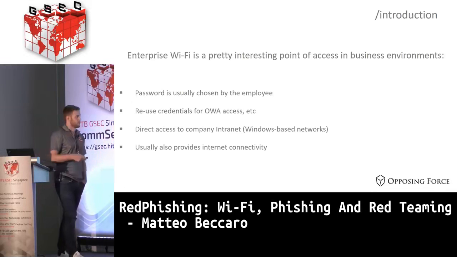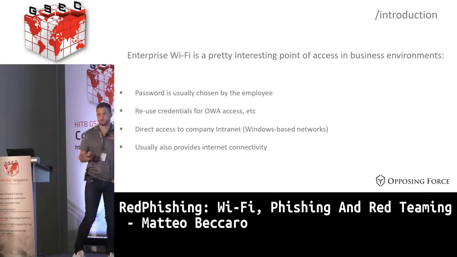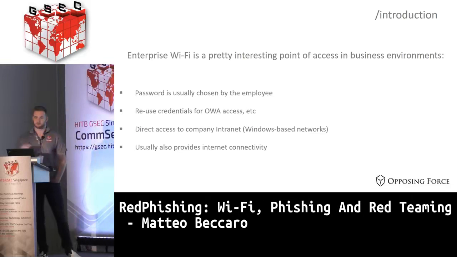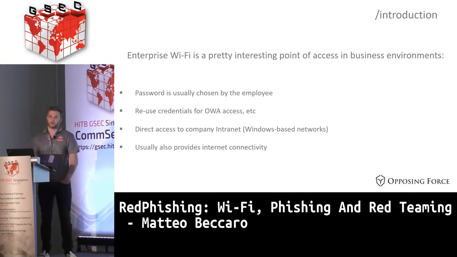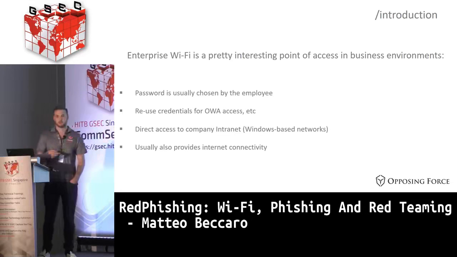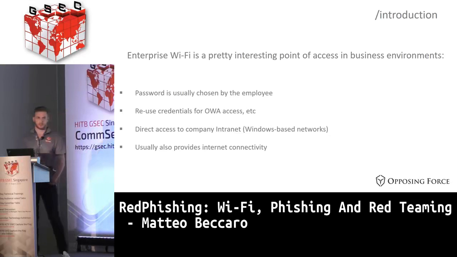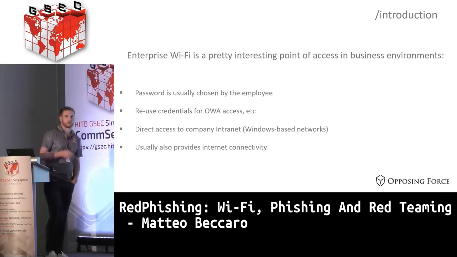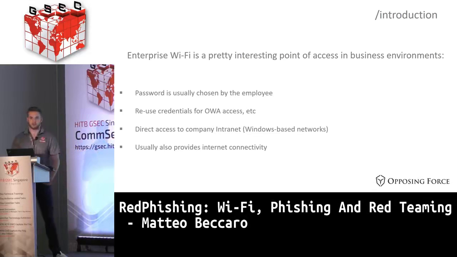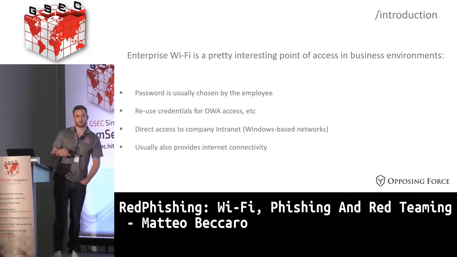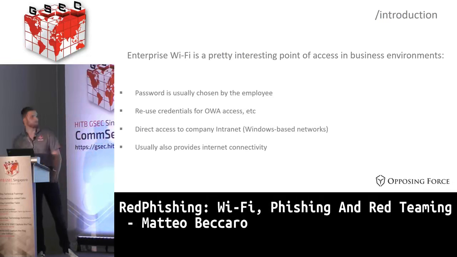And moreover, since most of the time we are speaking about Windows-based networks, we can also launch a series of other attacks on the network that we all know, like Responder and this kind of stuff. And finally, usually, enterprise Wi-Fi networks also provide us internet access, which is also very useful to exfiltrate the data that we are interested in. So that's what makes enterprise Wi-Fi a very interesting point of entry during a red teaming engagement. And the last thing that I forgot to put here is that we can get this kind of access remotely. I mean, we don't usually have to get inside the facility.